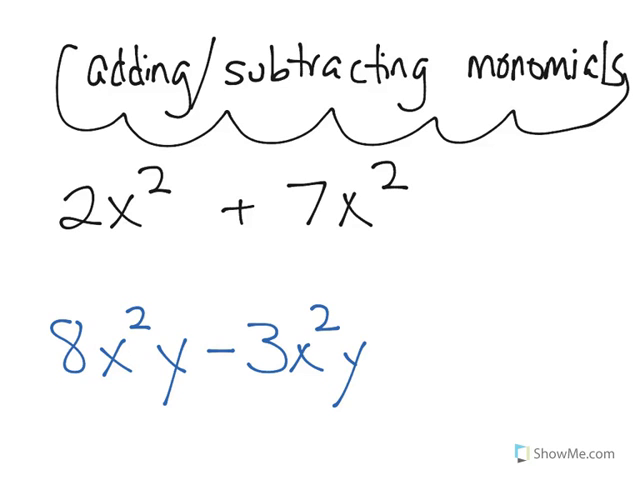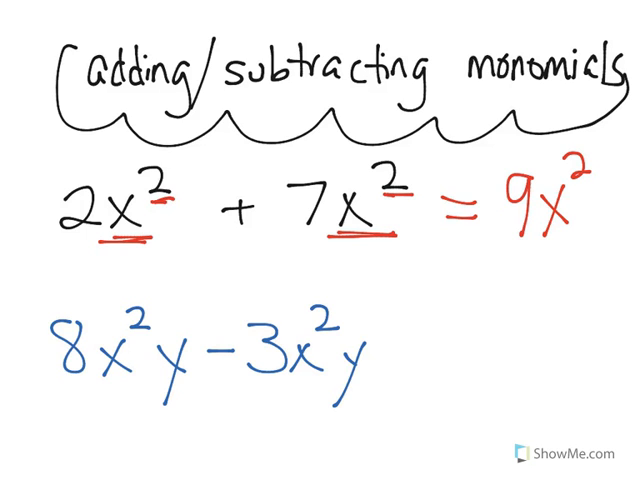When we're adding or subtracting monomials, we have to make sure that terms are alike. So in our couple of examples here, we have 2x squared plus 7x squared. In this first example, the x squareds are the same variable and the same degree, the same exponent, so they are like terms. We have 2 of these animals plus 7 more of them, which means we have 9 of this animal, x squared. So 9x squared is our answer.